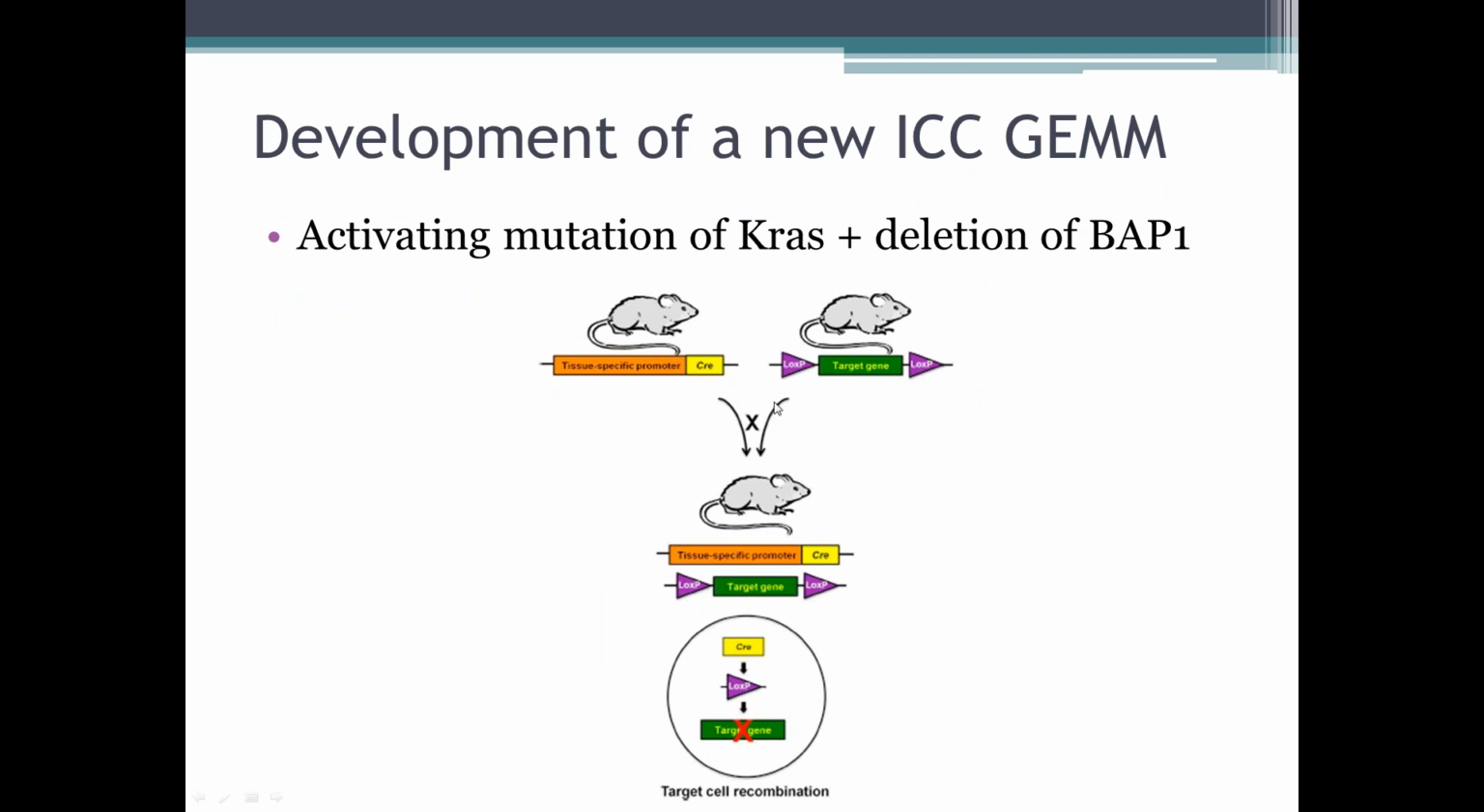So for my mouse, we again use that same site-specific recombinase CRE to target our genes of interest. And in this case, that's KRAS and BAP1. And in our target cell, that is the liver cells where cholangiocarcinoma would develop, ideally the cholangiocyte or the biliary tract.